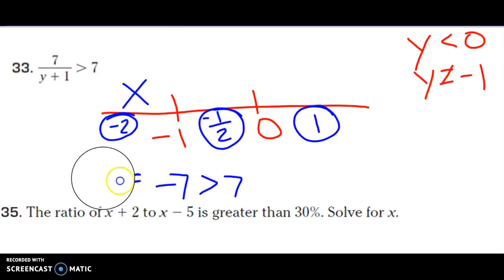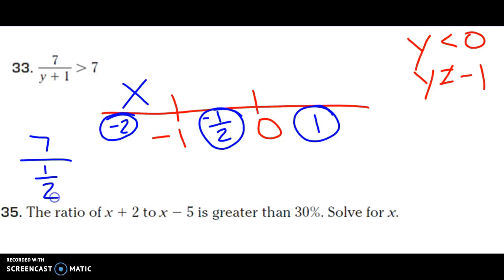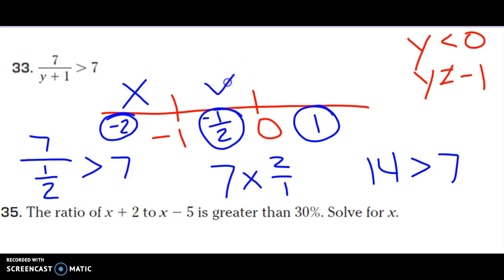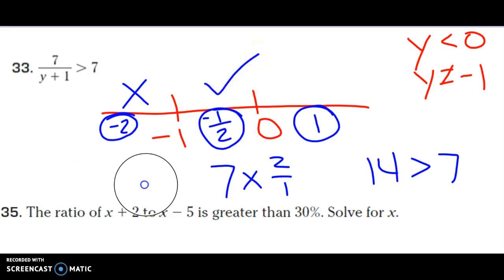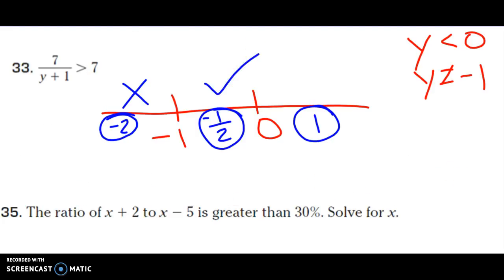Now that gets a little complicated because you're going to be dividing by a fraction, which means you're multiplying by its reciprocal. So 7 over 1/2 is really 7 times 2. If you don't believe me, put it in your calculator and see what happens. That's 14. 14 is definitely greater than 7, so yes, that works. And then the next one is going to be 1, and that's easy. 7 over 2, is that greater than 7? No, it's not.